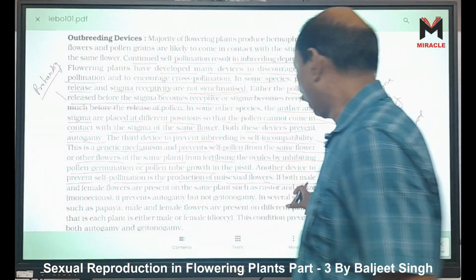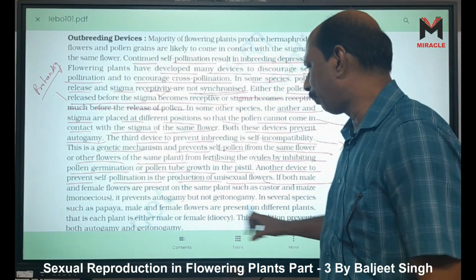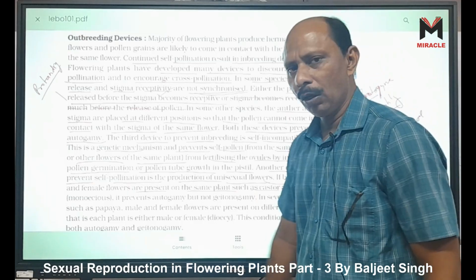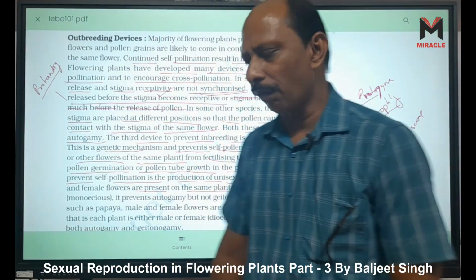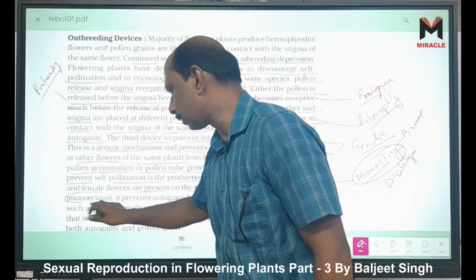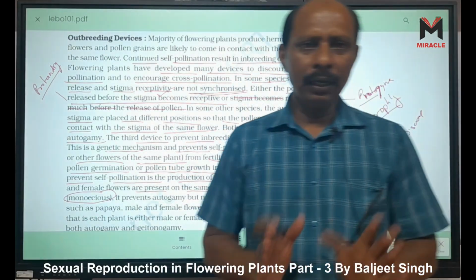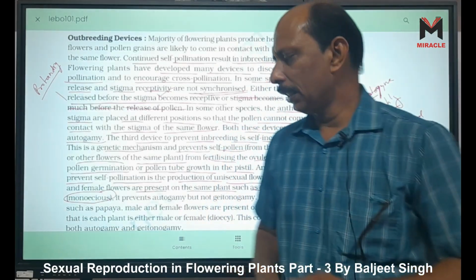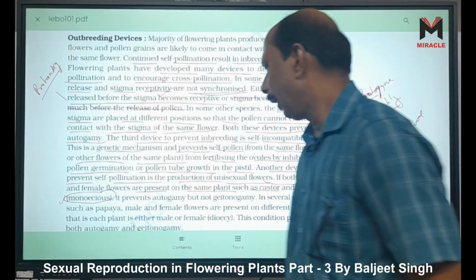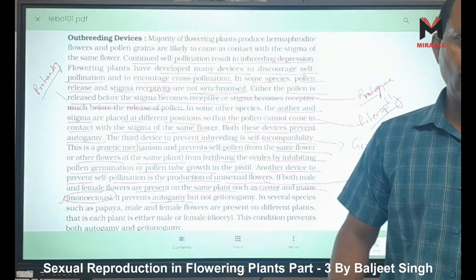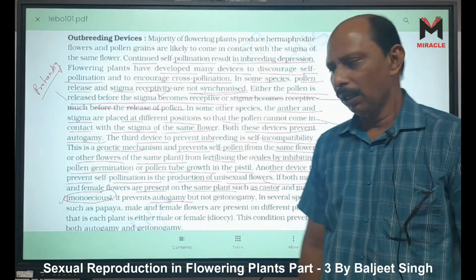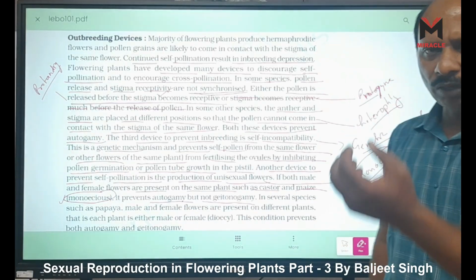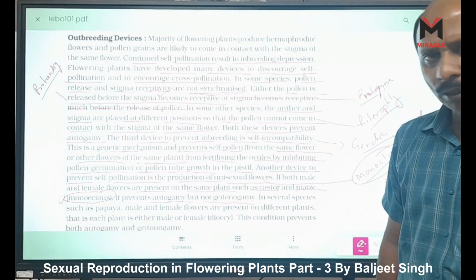Monocliny or dicliny. If both male and female flowers are present on the same plant, such as castor and maize, both are present on the same plant, but they are unisexual flowers, right? That is called monoecious. If the same plant contains both types of unisexual flowers, male flowers and female flowers, then this plant is called monoecious, right? It prevents autogamy. Okay, autogamy does not happen here because the flowers are different, but not geitonogamy. But not geitonogamy means pollen from another flower of the same plant can come, right?